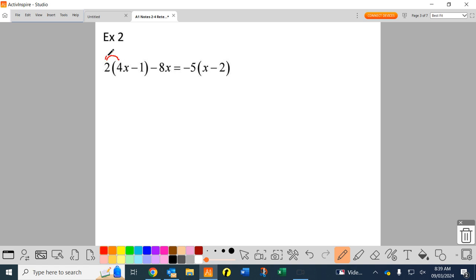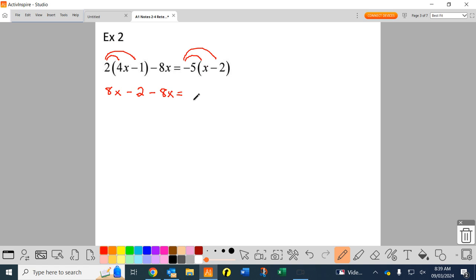For order of operations, that means you need to get rid of your parentheses first. So 2 times 4x is going to give you 8x. 2 times negative 1 is going to give you negative 2, and then you drop down the negative 8x equals. Now on the other side, a negative 5 times x is going to give you negative 5x, but when you multiply a negative 5 times a negative 2, what are you going to get?